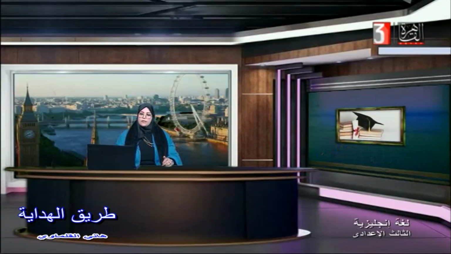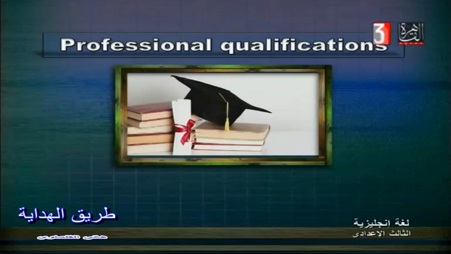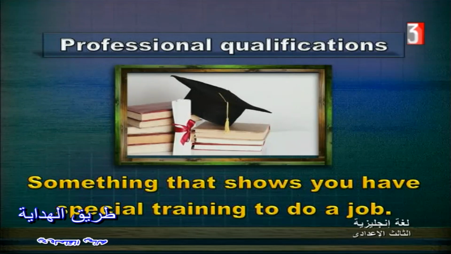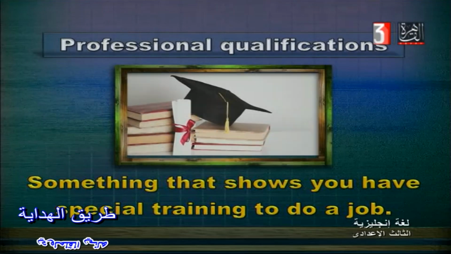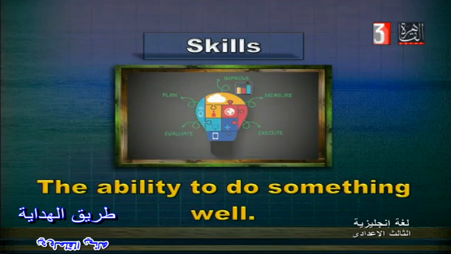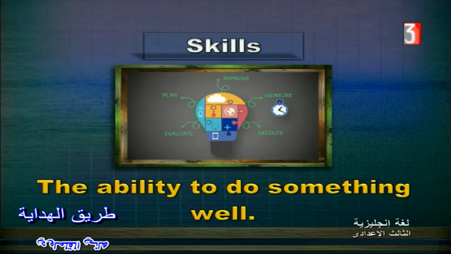Another word, we have professional qualifications. So what's a professional qualifications? معناها تأهيل مهني. Okay? Something that shows you have a special training to do a job is called professional qualifications. Yes, we have here skills, مهارات, the ability to do something. Yes, the ability to do something is called the skills.